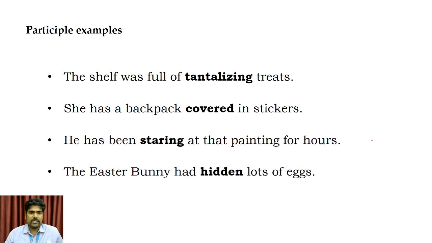Here are some examples of past and present participle. Look at the first example. The shelf was full of dazzling trees. Here, dazzling is an ing form, so it's a present participle. Look at the second example. She has a backpack covered in sticks. Now, look at the verb covered. It ends with ed and it's a past participle.